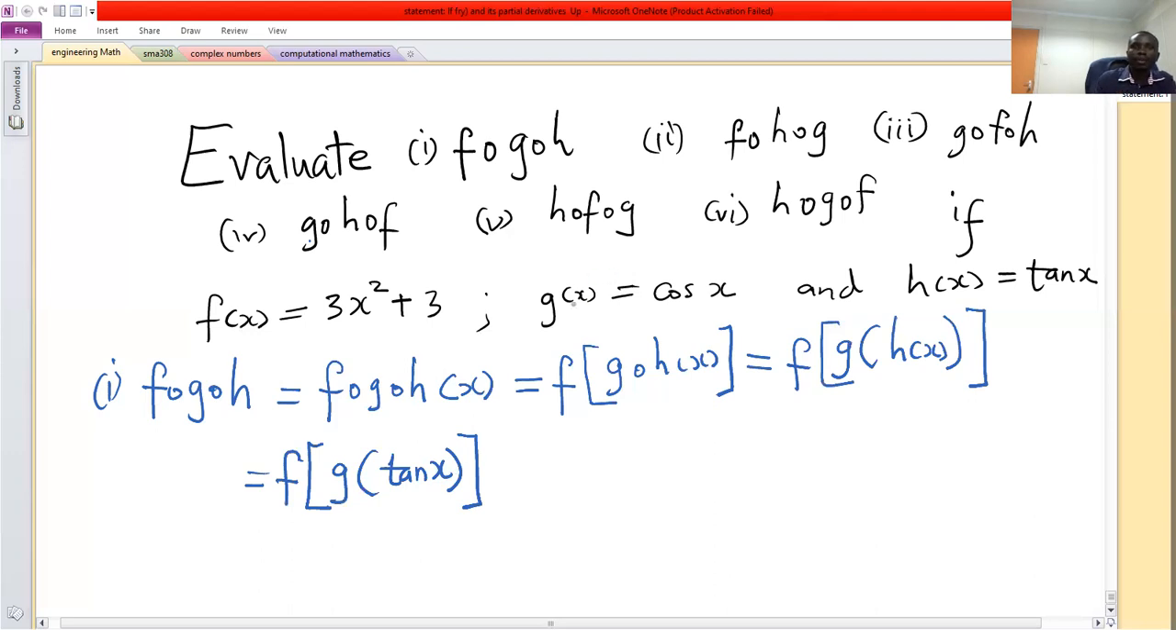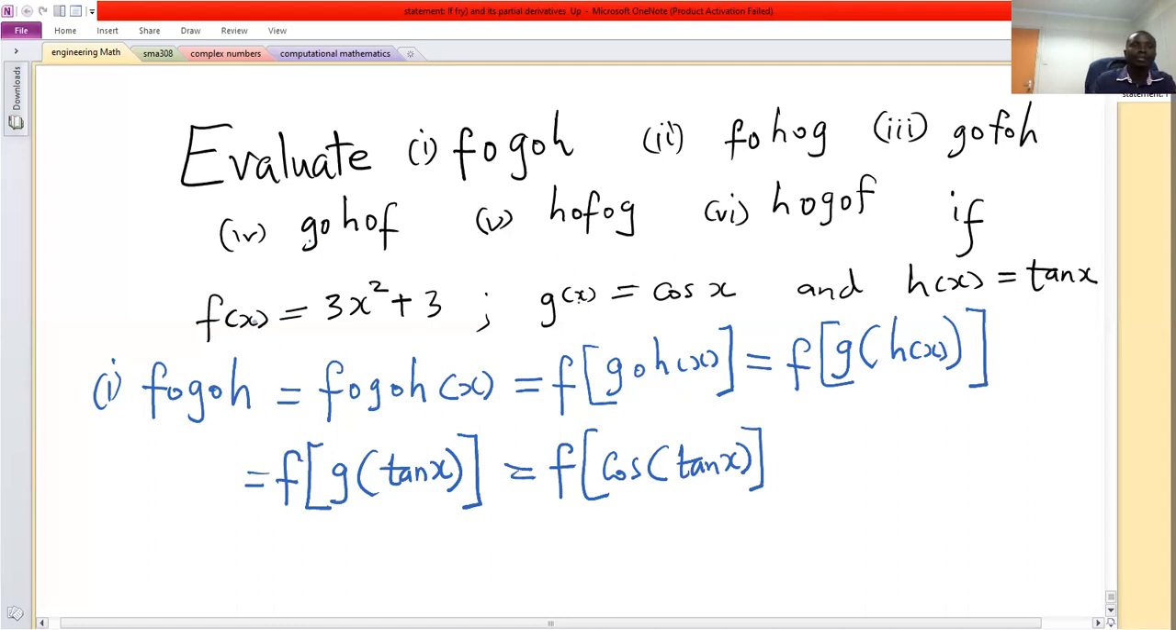And how does g operate? You give it an input called x, it defines its cosine. So when you give it tan x, it will define the cosine of the tan x, which is the input. So this will be f of g of tan x, the same as cosine of that tan x. So the new input for the function f is cos of tan x.